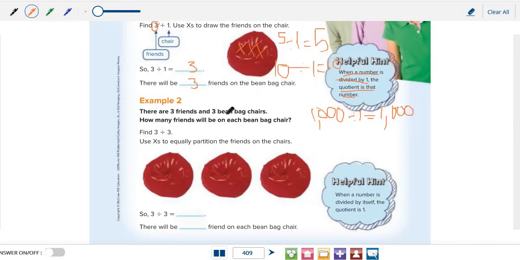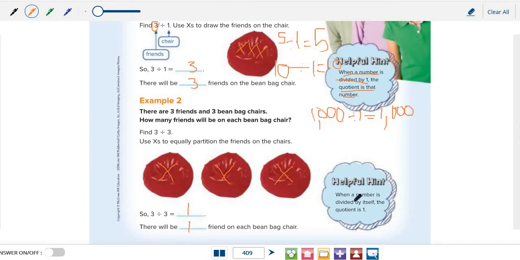There are 3 friends and 3 beanbag chairs. Interesting. Now we have more beanbag chairs. How many friends will be on each beanbag chair? Find 3 divided by 3. What do you think in grade 3? If we have 3 chairs and 3 friends, how many friends will be on each beanbag chair? Use X's to equally partition the friends on the chairs. This is friend number 1, friend number 2, and friend number 3. So 3 divided by 3 equals 1. 1 friend for each beanbag chair. So there will be 1 friend on each beanbag chair.